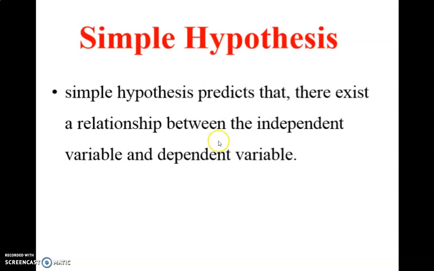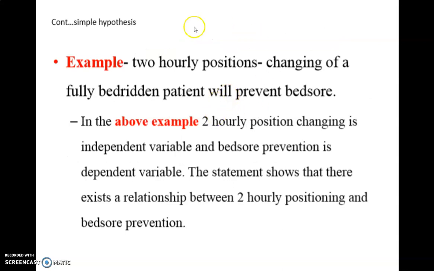So what is a simple hypothesis? It predicts relationship between one independent variable and a dependent variable which is in the research. So the simple hypothesis talks about the prediction of relationship between one independent and one dependent variable. So here the example is: 2-hourly position changing of a fully bedridden patient will prevent bed sore. Here the independent variable is 2-hourly position changing and dependent variable is bed sore. So it talks about the relationship between the position changing and the bed sore. So it is a simple hypothesis.